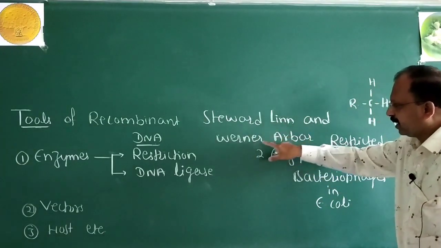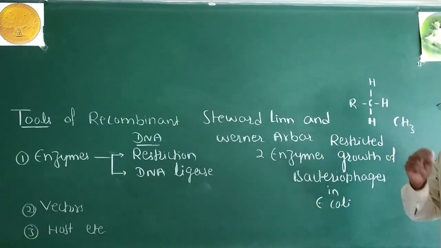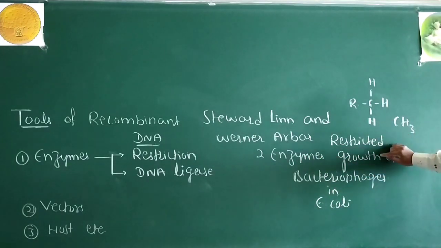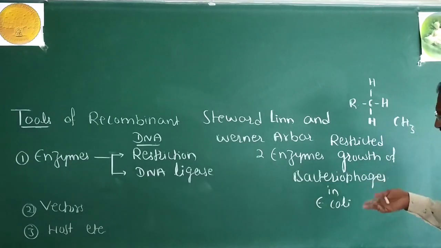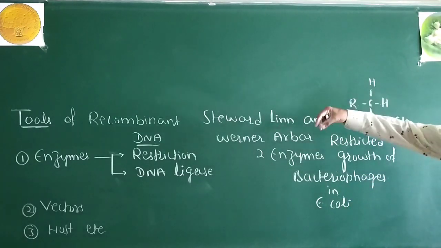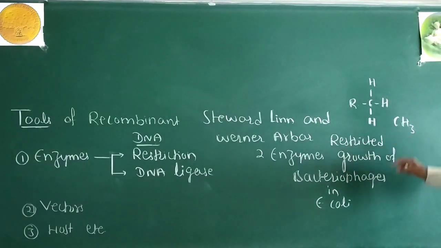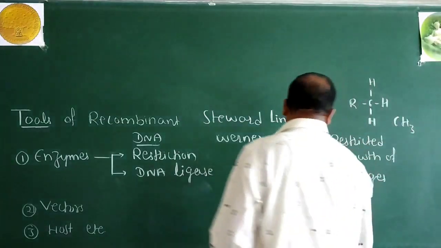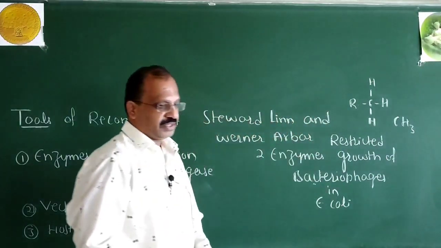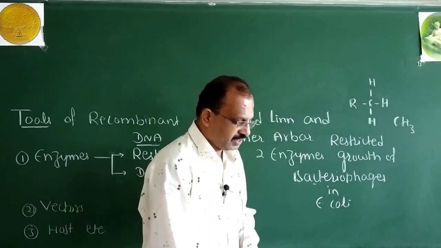Stewart Linn and Werner Arber isolated two enzymes which restricted the growth of bacteriophages in E. coli bacterium. One will add methyl group, CH3, to the DNA, and another one will cut the DNA. So I hope that you have remembered bacteriophages and E. coli. Back to first year.